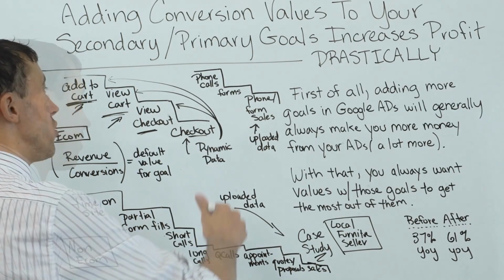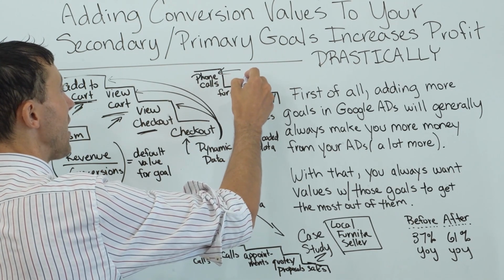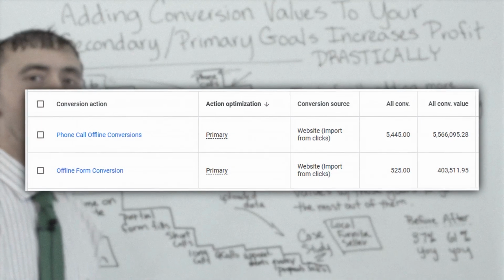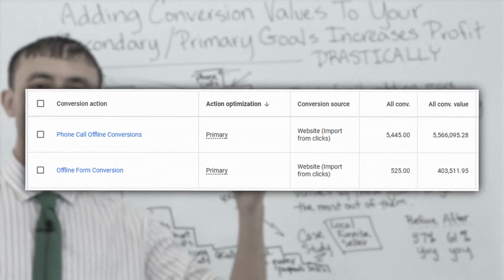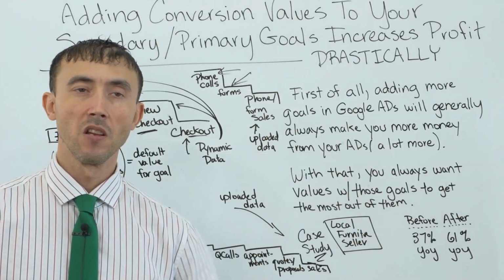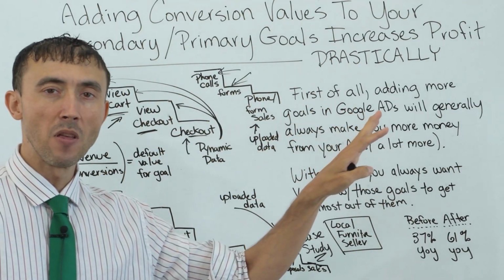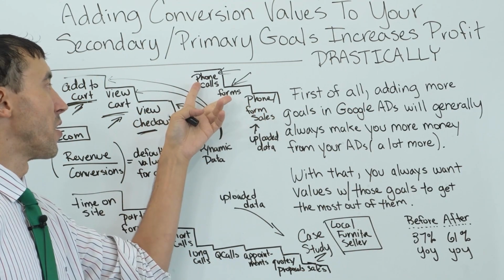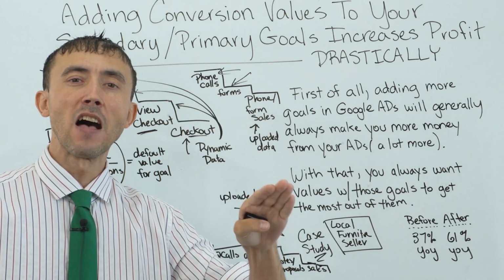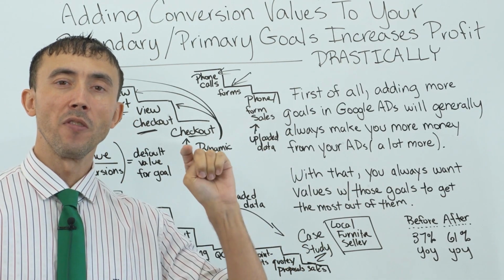That said, you should also track phone calls itself and you should track forms itself. Why? Because those things are correlated strongly with purchases. And with that said, though, the question is, and I get this question all the time, and the reason why I made this video is for this reason: how do you add a value to the phone call goal? Well, this is really simple.